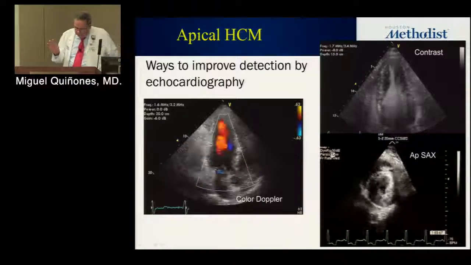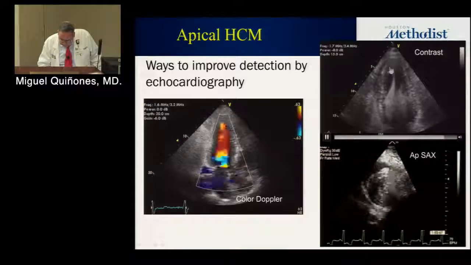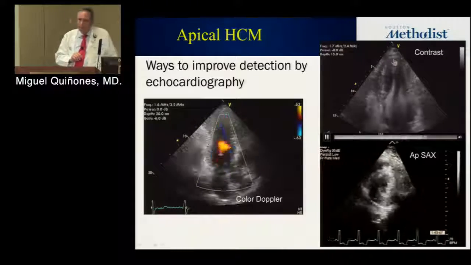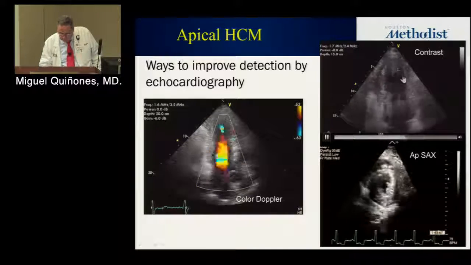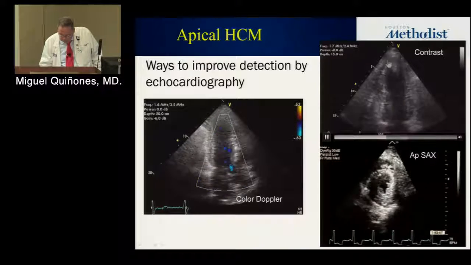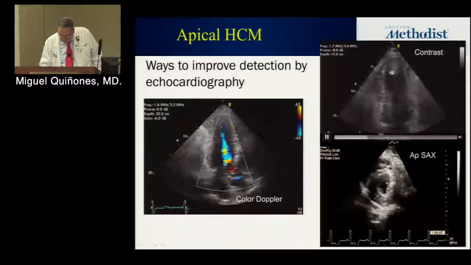Now, a couple of other things you can do. Contrast, we already mentioned. Notice with the contrast that the tip of the apex, the little tip of the apex, is akinetic. Very nice. The contrast shows you very nicely how these people have such a high pressure here that they can develop apical infarcts with thinning of that region and akinesis.